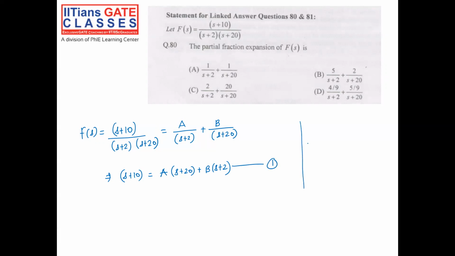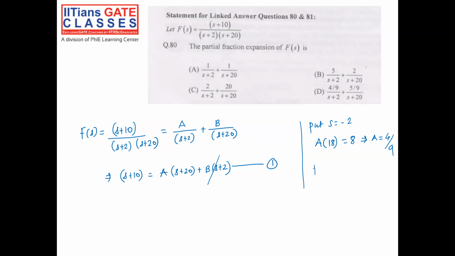So if you put s is equal to minus 2, what will happen? A is multiplied by 18, and the B term will become 0 when you put s is equal to minus 2. So the first term becomes 18A equal to 8. From this we can say A is equal to 4 by 9.